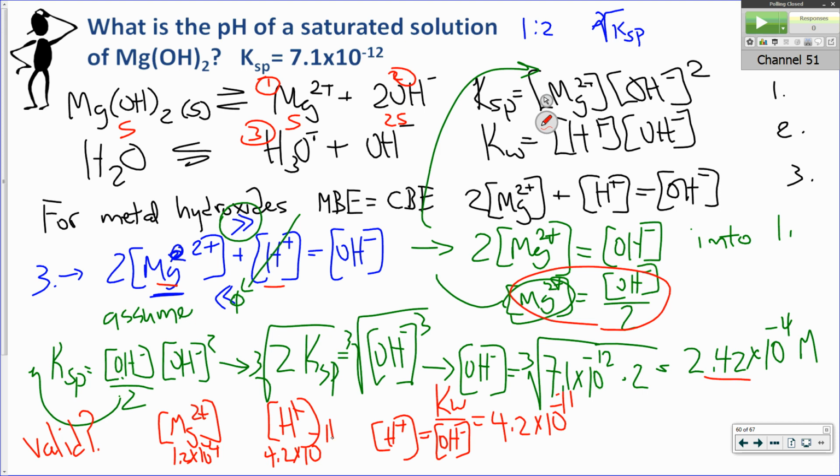So now I can check and see is it valid or not. So I've got something to the minus fourth power. Is that much greater than something that's 10 to the minus 11th, 7 orders of magnitude? So that means validated. Okay. So now I can go back and find out what the pH of this is. I know what pOH or H plus is, so I just take the negative log. pH of that guy is 10.38 if I go 2 sig figs, and I have 2 sig figs here.